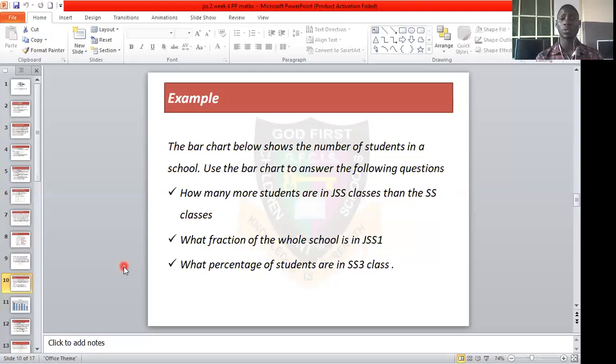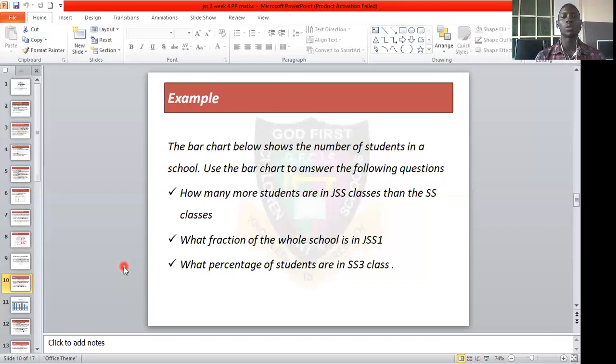You have to always consider your questions very well. Know what every question means. How many more students? That is, how many students are in the JSS classes, and how many more are they than in the SS classes? By what number are the junior classes more than the students in the SS classes?